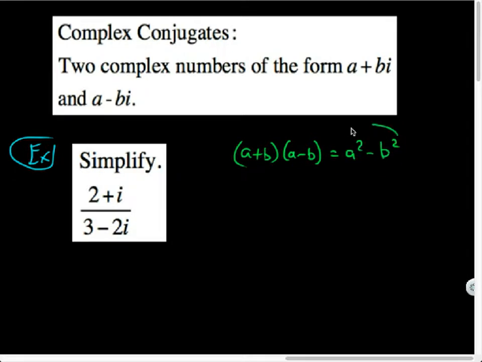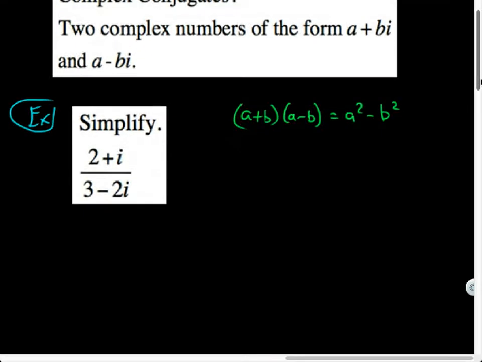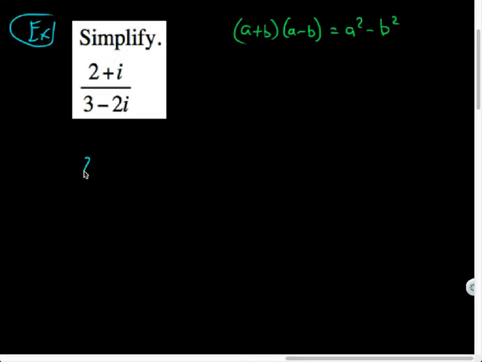And notice the nice thing about the difference of squares is that every term is squared. So if I had every term here squared, that would be oh so wonderful, because squaring an i leaves no i's behind. So let's do this. So 2 plus i over 3 minus 2i. I'm going to multiply by the complex conjugate, which is going to be what of the denominator? 3 plus 2i over 3 plus 2i.